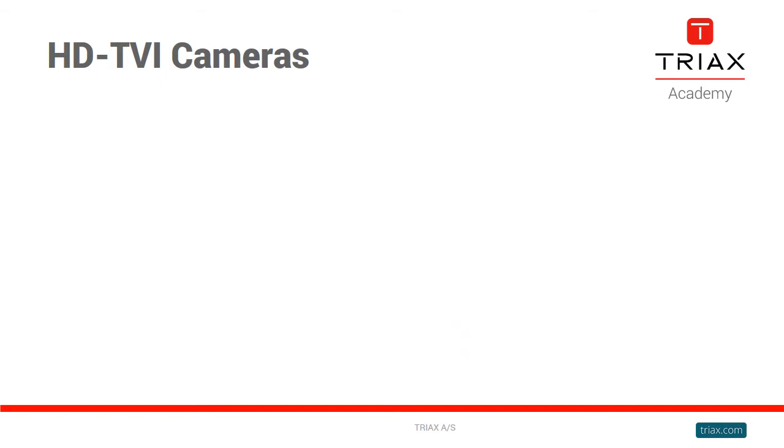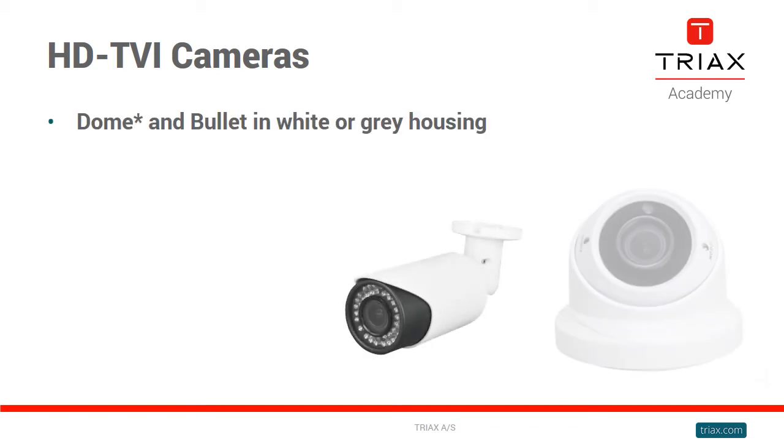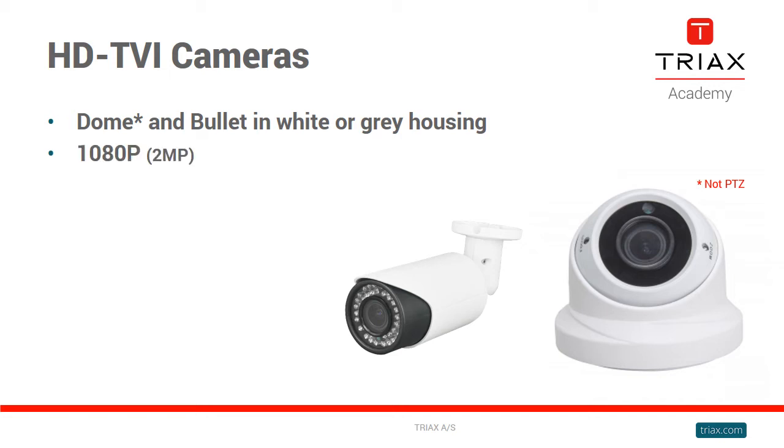Looking at the camera range. Here we have two ranges, the HDTVI range and the IP range. Starting with the HDTVI. Here we have two types, dome and bullet. Both the dome and bullet cameras come in white. Both types are available in 1080p at 2 megapixels. The dome and bullet cameras are available as fixed lens and as varifocal lens cameras.